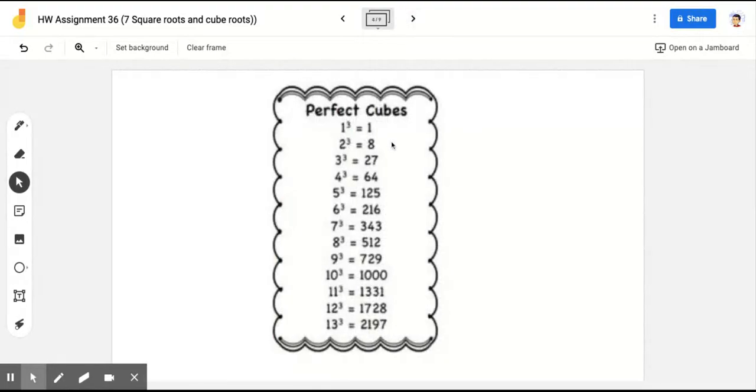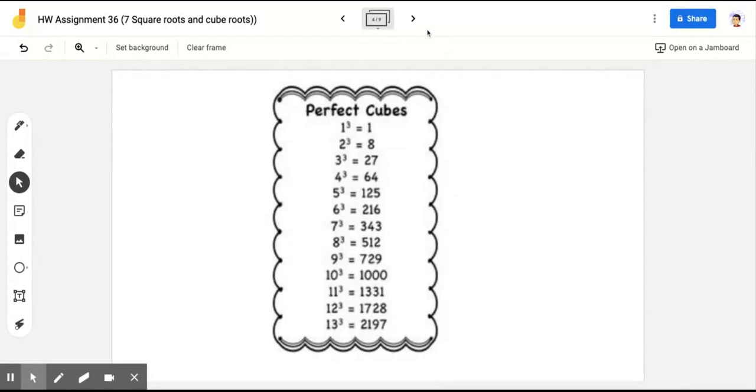In addition, I'd like you to also copy down our perfect cubes, from 1 to 13. I think that's a good enough list. We usually don't deal with cubes that are much higher than that unless you get to higher level math and then you start studying cubes and perfect cubes. So please copy that down as well.